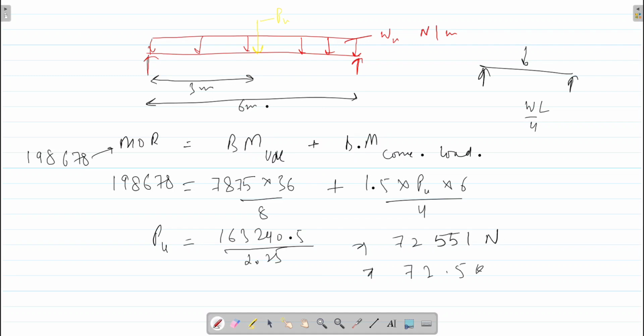So this is the concentrated load that the beam can carry in addition to the UDL which is already acting on the beam. So that's all for today's session.